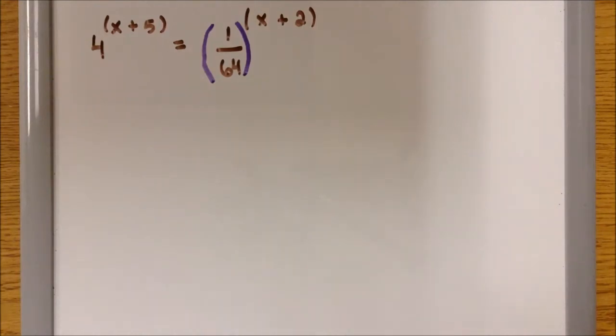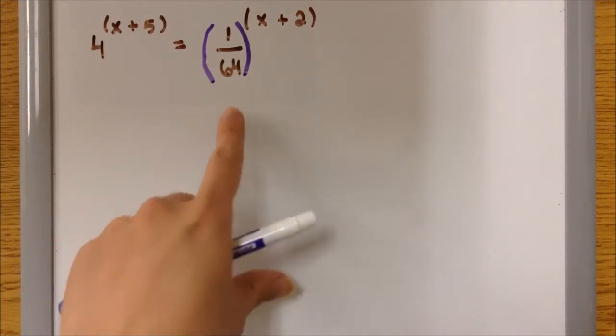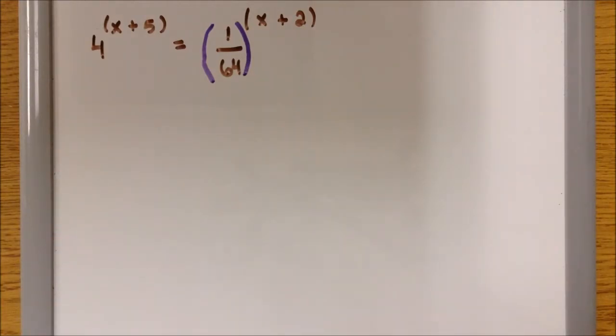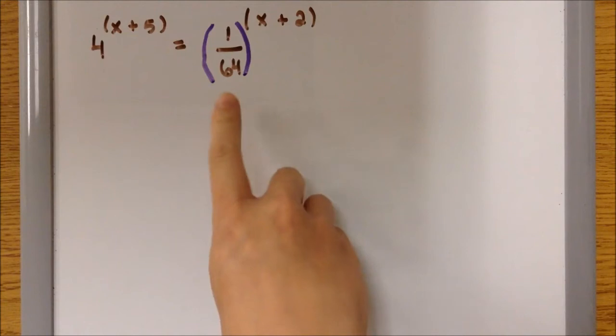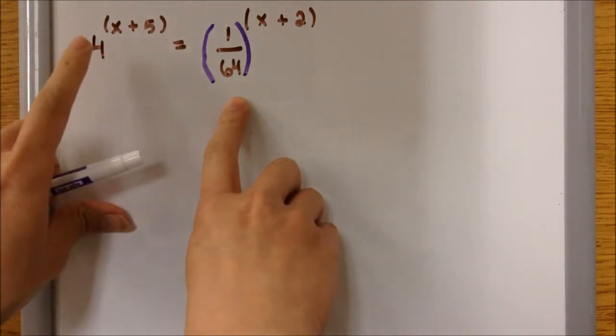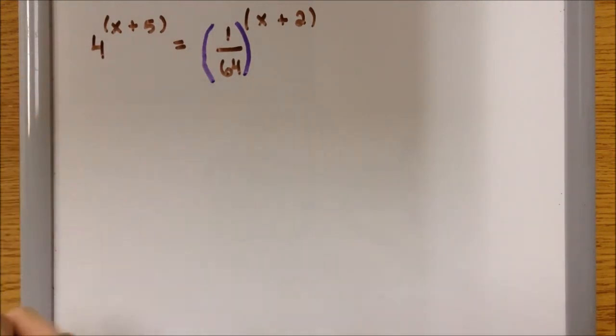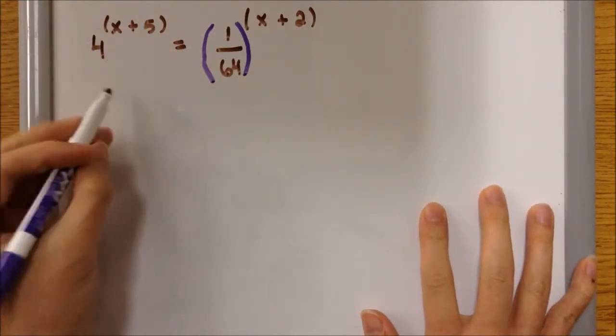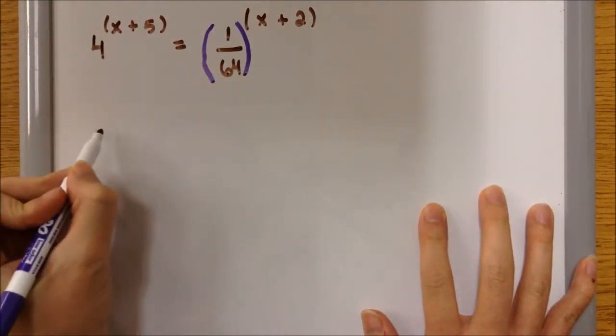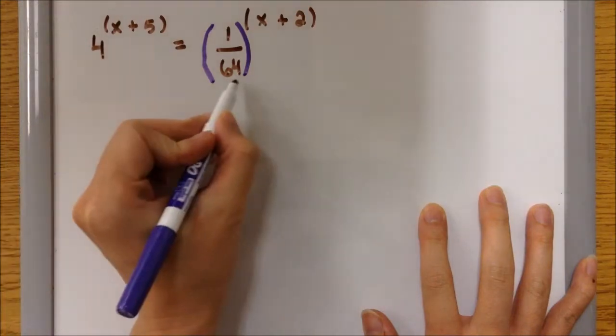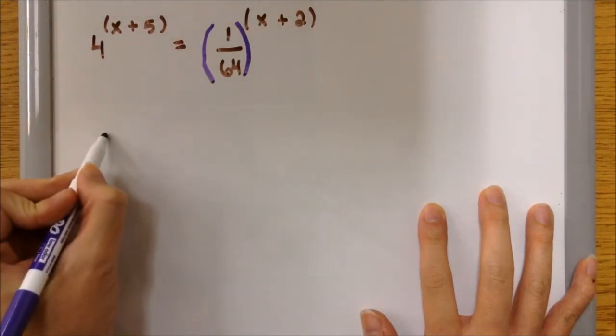Same as before, we need to get into the same base, but we have a fraction on one side. So let's see, could we get 64 into the same base as 4? Which is yes. Since 4 is the lowest base, I'm going to write the left side the same because we change 64 into 4.